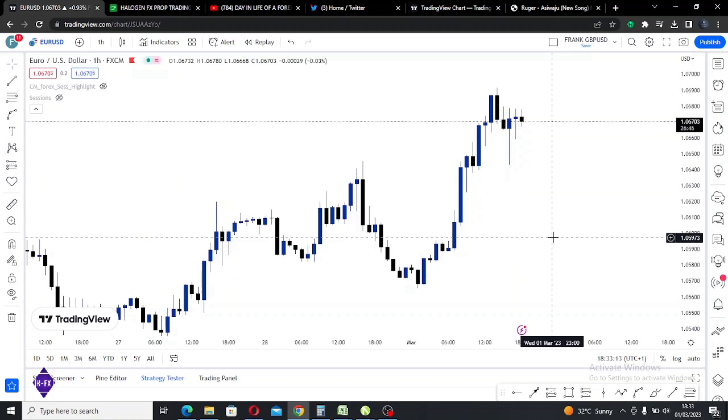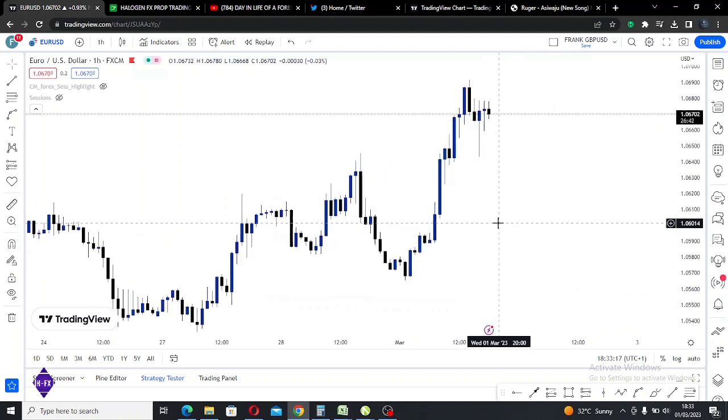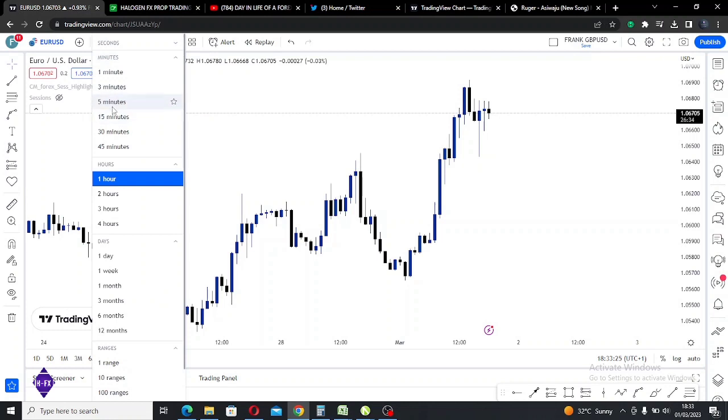So today I helped out on a trade during the London session. This is actually on the 1 hour. I really don't trade the higher time frame. Mostly I do the session trades, you understand? So going on the 5 minute time frame.